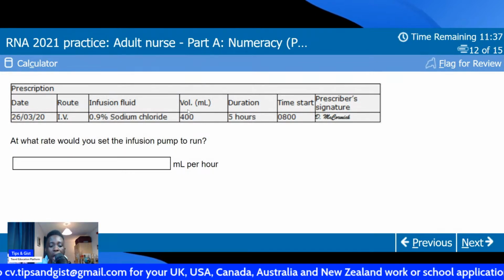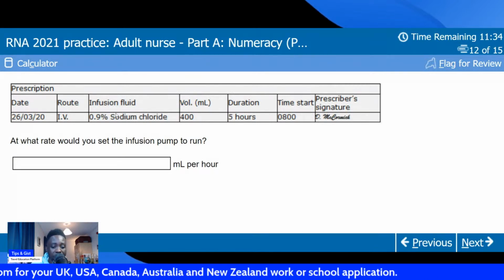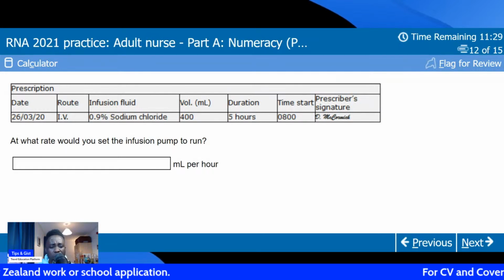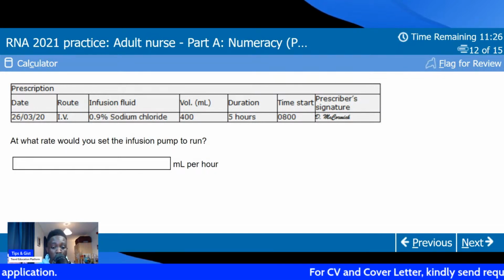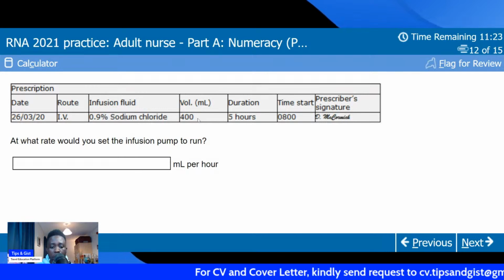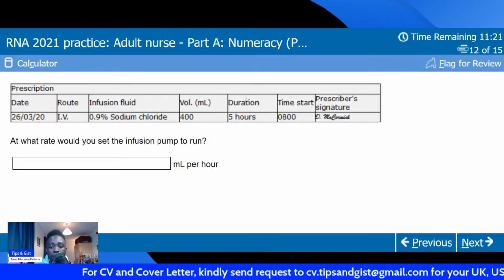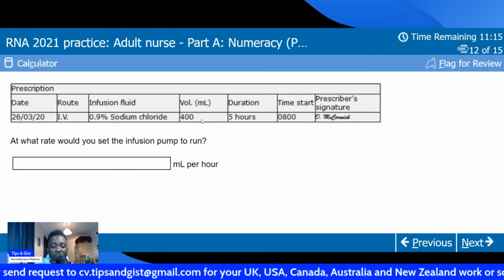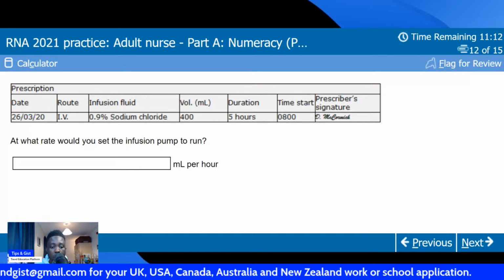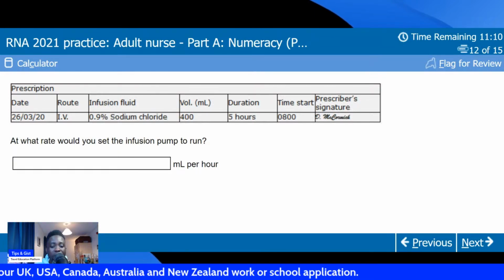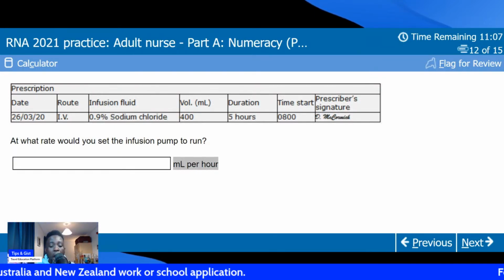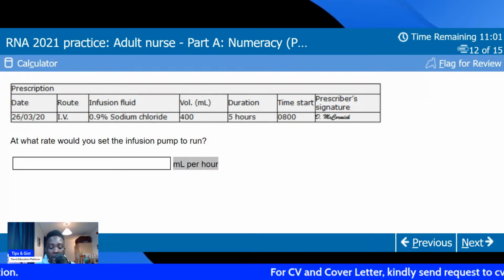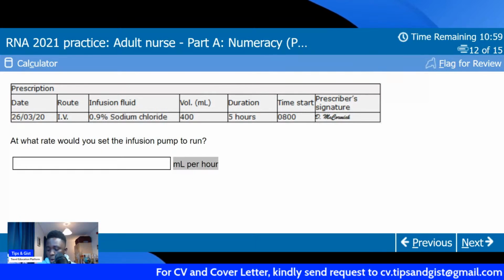So how many are you supposed to give? This is normal saline, 0.9% sodium chloride, NS. Forget about the IV, the date, and the prescriber. They are talking about the volume. The volume is 400 mils, and the duration is 5 hours. So if you are given 400 mils of NS within 5 hours, what is the volume per hour? Every hour, how many mils should enter the patient so that by 5 hours, the whole NS is administered?